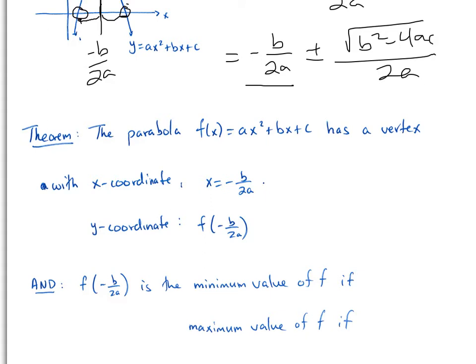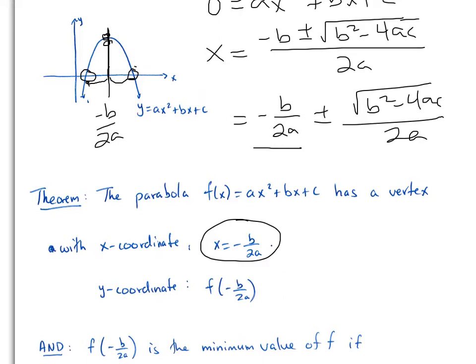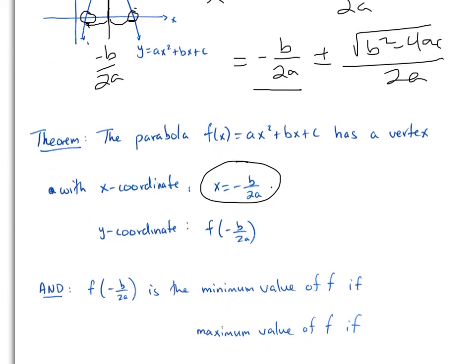It's negative b over 2a. So you kind of mumble the plus or minus stuff and just remember that x equals negative b over 2a. Plugging that value into our function gives us the y value, so this point up here, and that's exactly the y-coordinate of our vertex. So this is a quick way to find the x and y coordinate of a vertex.